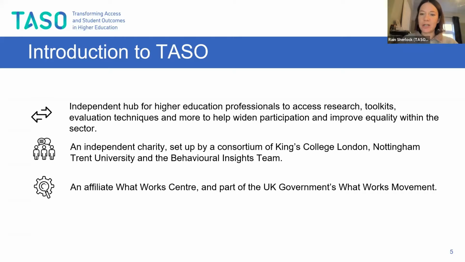We are an independent charity at TASO, and we were set up a number of years ago by a consortium of King's College London, Nottingham Trent University and the Behavioural Insights Team. We then spun out back in 2021, and we're now an independent charity that sits in the Evidence Quarter in London, and we're an affiliate What Works Centre. And there are about 9 of these What Works centres across the UK Government and Cabinet Office, and they're used to build evidence and research and bolster policy and practice implementation in a number of different areas. But of course, we are focused solely on higher education and reducing equality gaps.